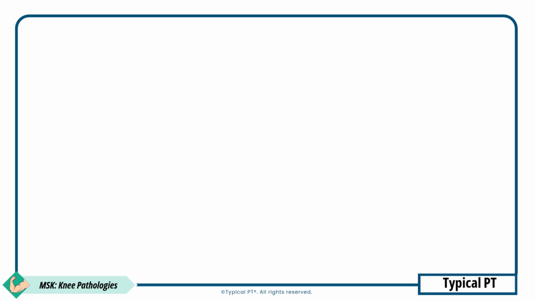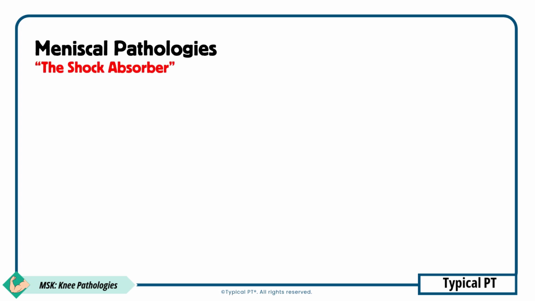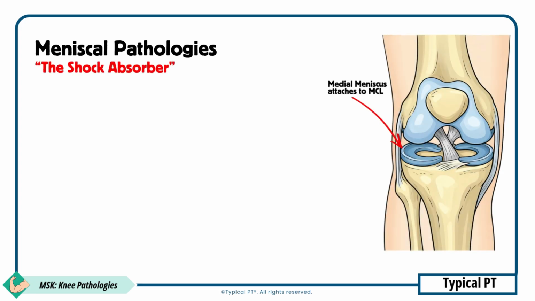The menisci are the shock absorbers of the knee. There's an important anatomical difference between the two that affects injury patterns.